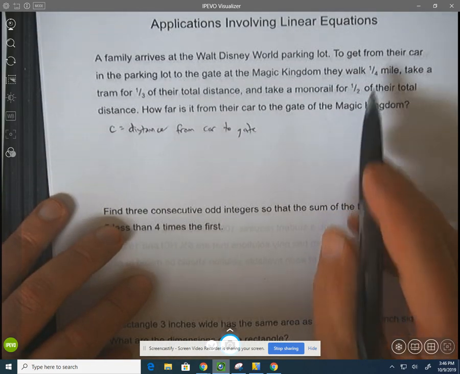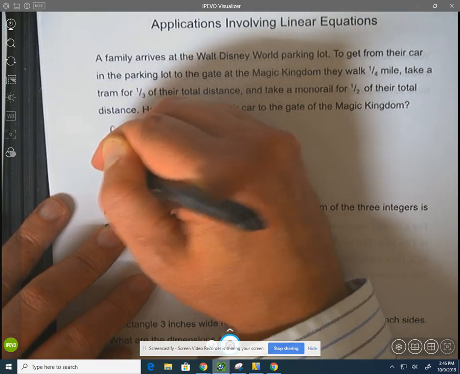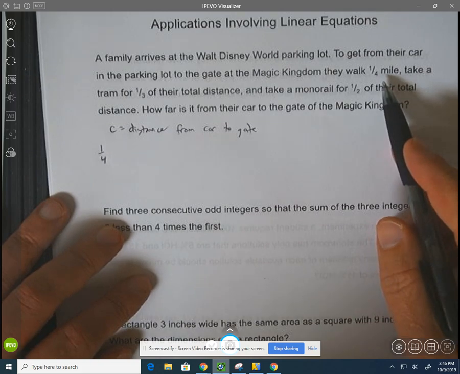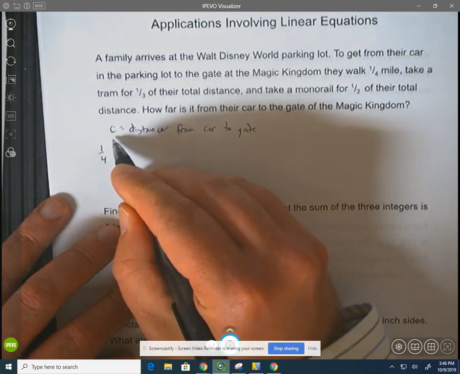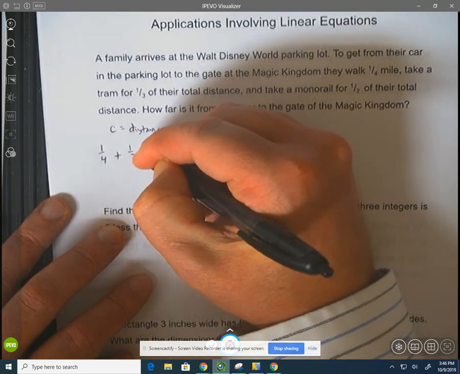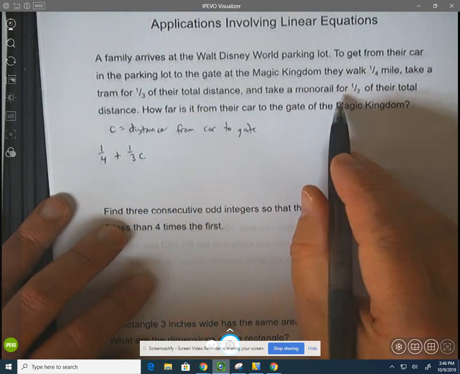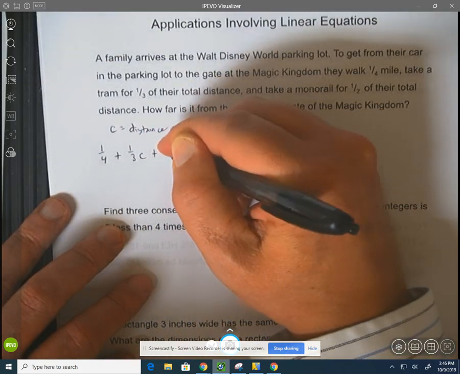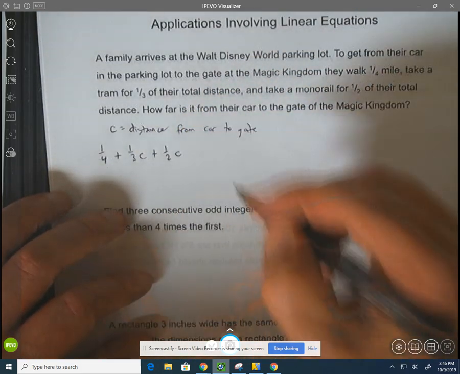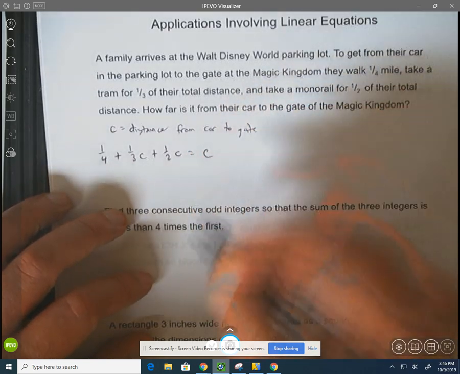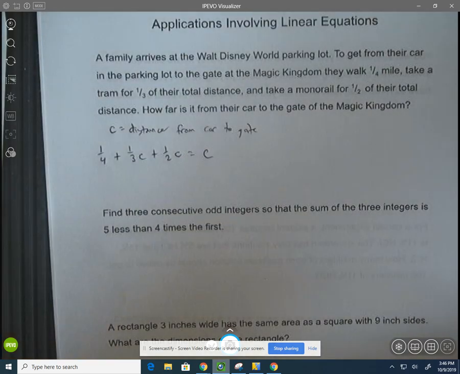All right, so it says they start off by walking 1/4 of a mile. So let's just represent that with 1/4. Then they walk another 1/3 of their distance. Well, the original distance was C, so 1/3 of that would be 1/3 times C. Then they walk 1/2 of their distance. Well, 1/2 of their distance, if their distance is C, is 1/2 C. And now they have covered that entire distance. So now we've got our equation.